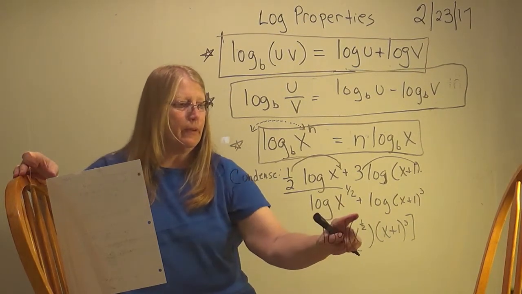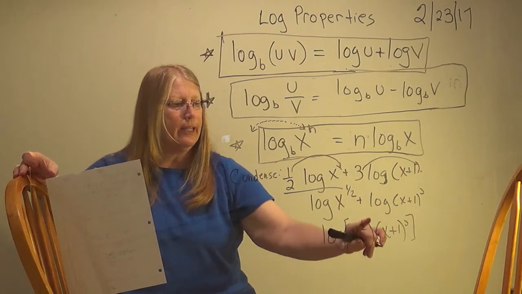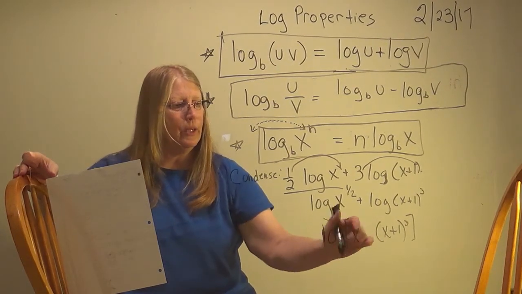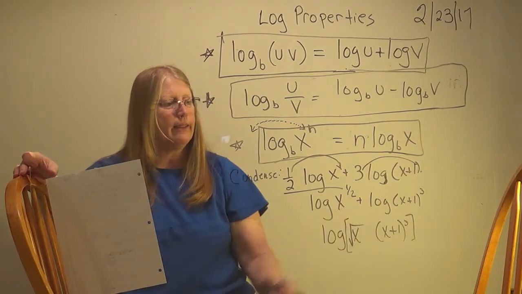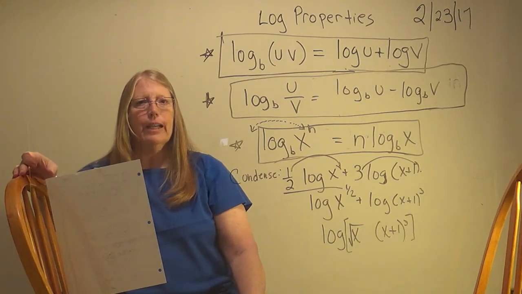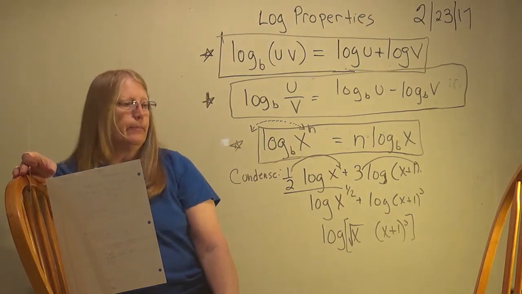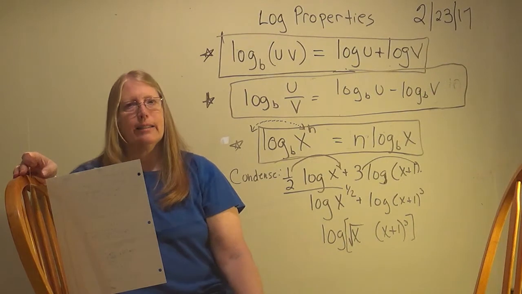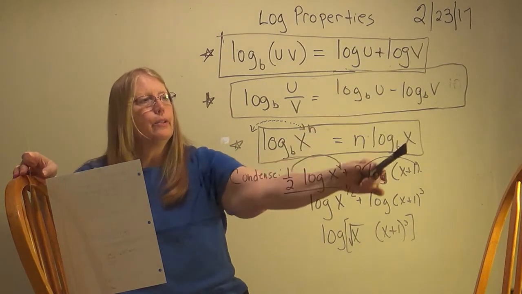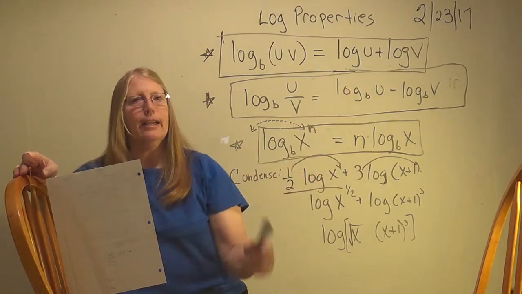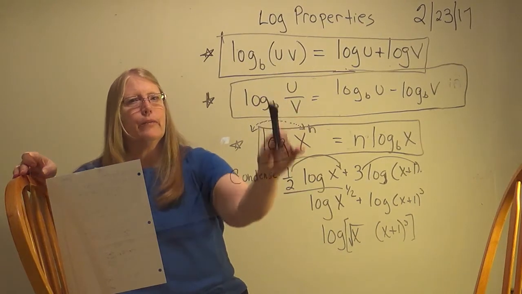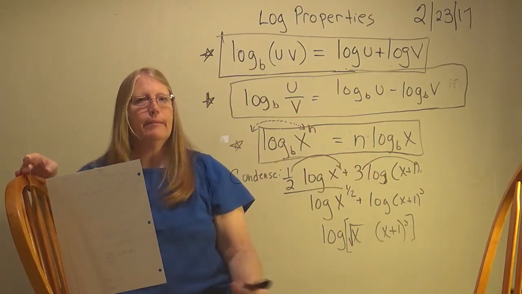The only thing I would improve on is I would probably, on my last step, instead of having x to the 1/2, rewrite it as the equivalent square root of x. All right, so that's how we condense. Condense, we start with this form and come back to this side. Expand, we start with this form and go to this side.